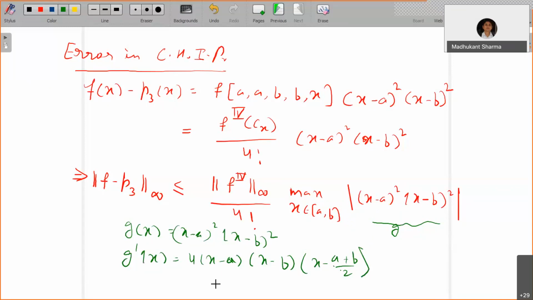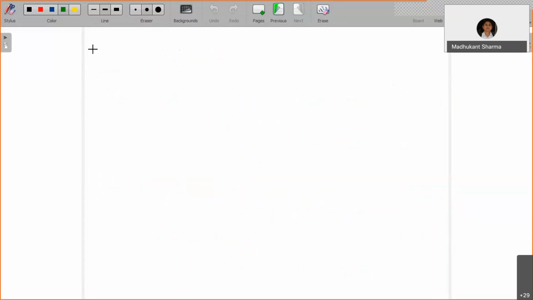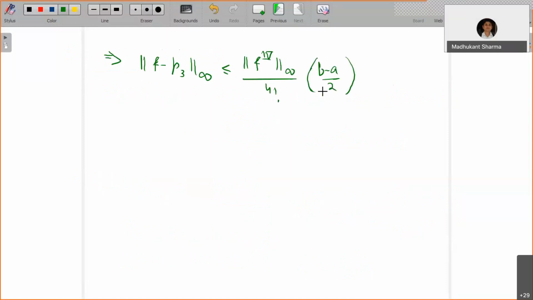So this certainly implies that the infinity norm of the error is less than or equal to the infinity norm of the fourth derivative divided by 4 factorial, times the maximum of g(x), which is ((b - a)/2) to the power 4. So this is what we have done on the interval [a, b].